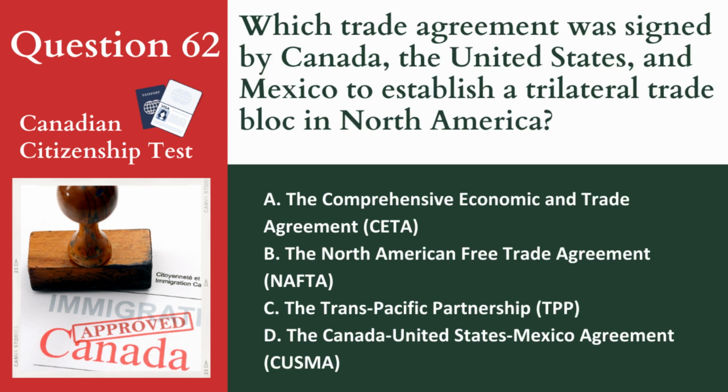Question 62. Which trade agreement was signed by Canada, the United States, and Mexico to establish a trilateral trade bloc in North America? A. The Comprehensive Economic and Trade Agreement, CETA. B. The North American Free Trade Agreement, NAFTA. C. The Trans-Pacific Partnership, TPP. D. The Canada-United States-Mexico Agreement, USMA.